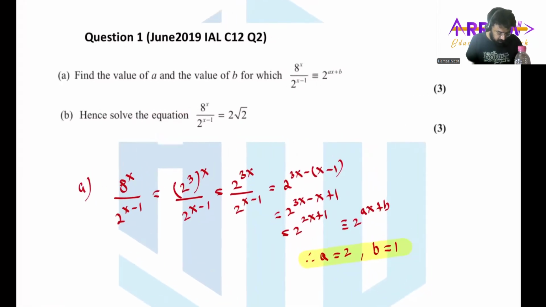So now let's move on to part B. In part B, it is said: hence solve the equation 8 raised to the power of x divided by 2 raised to the power of x minus 1. Basically, in place of 8 raised to the power of x divided by 2 raised to the power of x minus 1, we can exactly write 2 raised to the power of 2x plus 1. So hence actually means that we need to use the outcome of part A. Whatever we have proved in part A, we are going to use it further in our working.